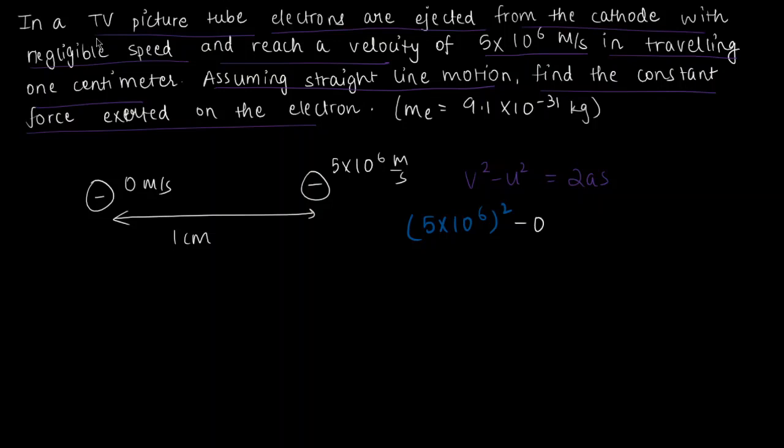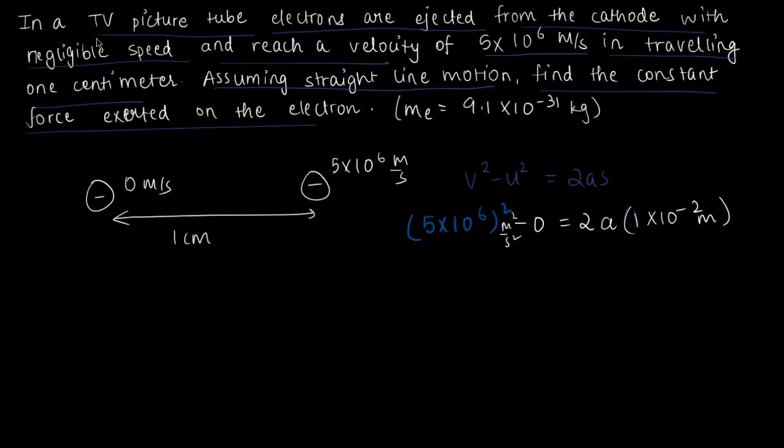So that minus 0 is equal to 2 times, well, what is a? A is something that we don't know about, and s is 1 centimeter. Now we can write this 1 centimeter in meters, so that will be 1 into 10 to the power negative 2 meters to make everything in SI units. And here the units would have been meters squared per second squared.